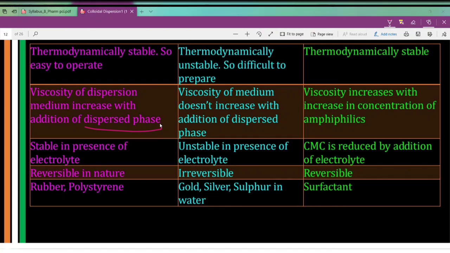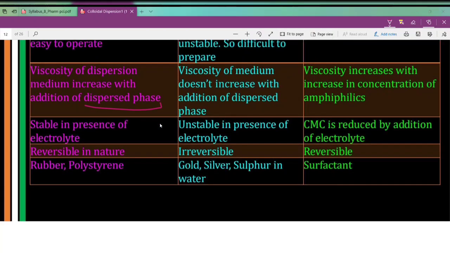And which one is reversible? The lyophilic is reversible. Irreversible means we cannot convert it back in a different way. If it is converted from lyophilic to lyophobic, it is irreversible. It cannot get back to lyophilic again. So that kind of concept. And the examples you should remember: rubber and polystyrene are examples of lyophilic, and lyophobic are gold, silver, sulfur, this kind of thing. And association colloids are surfactants, normal surfactant I can take.